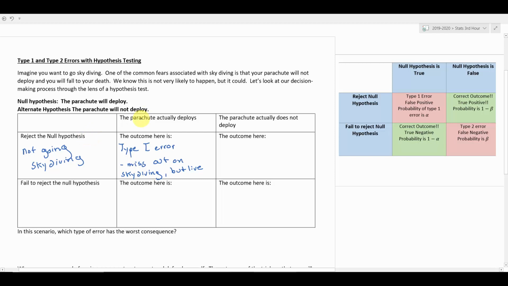In the second scenario, again, we've made the decision not to go skydiving. We're rejecting the null hypothesis based on all of the data presented to us. In this situation, somebody says, okay, I'm going to use your parachute. They go and use your parachute, jump off the plane, and the parachute does not deploy. Well, guess what? We made a good choice. So this is a correct outcome. We made the correct choice in this situation. So correct outcome here, and we live.